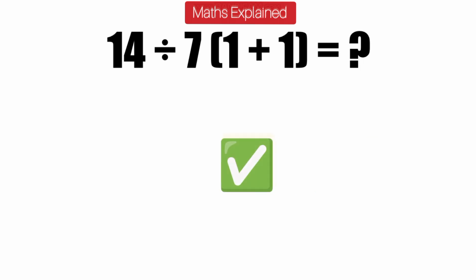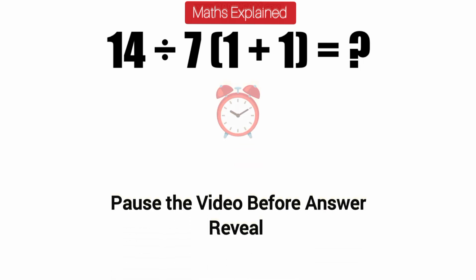Question: 14 divided by 7, (1 plus 1), equals. Options are A. 1, B. 2, C. 4, D. 8. Pause the video before answer reveal.